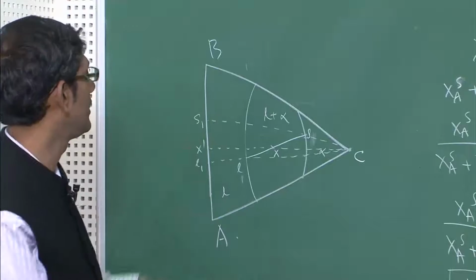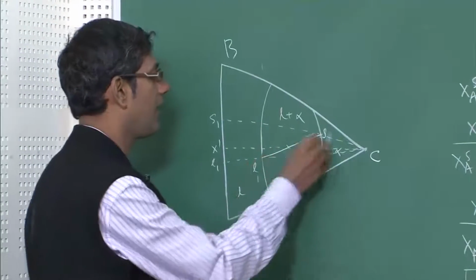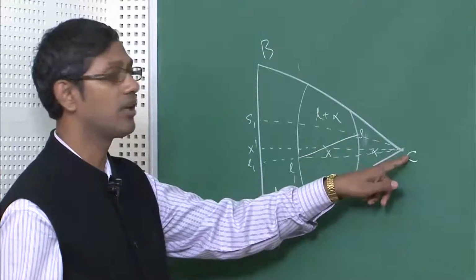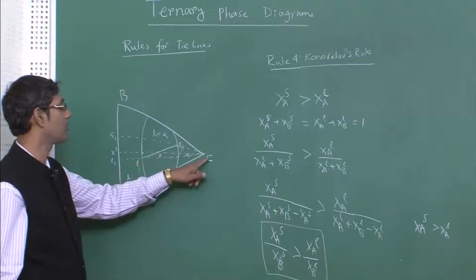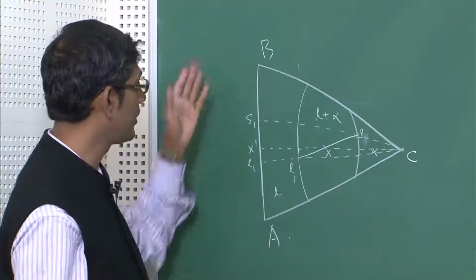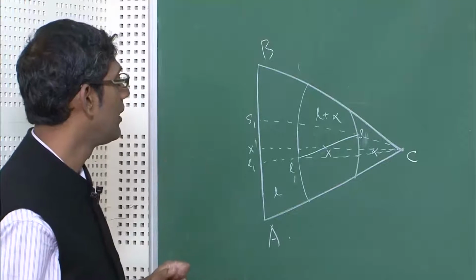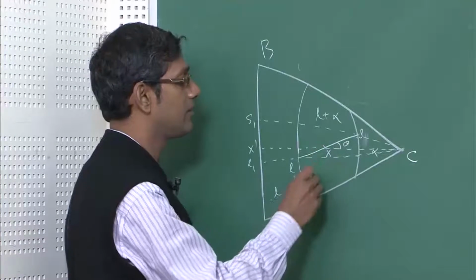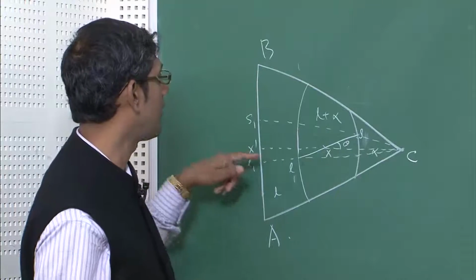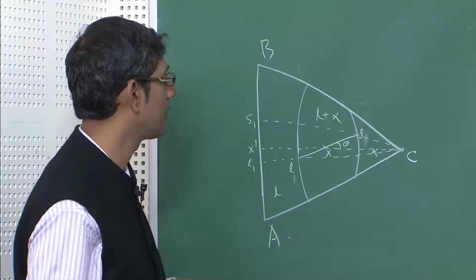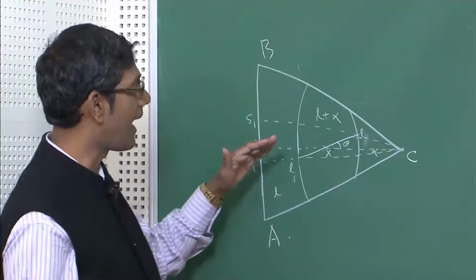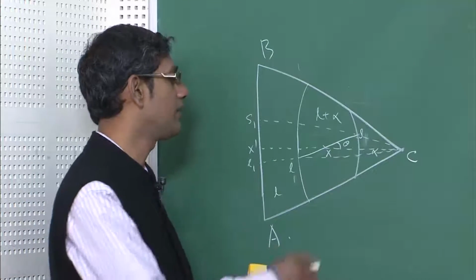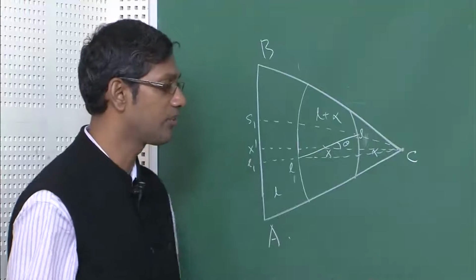Very simple. I have this tie line LS. I am joining the point S with the corner C, joining the point X with the corner C, joining the point L with the corner C, and extending, so that it meets the AB side. So, now this is the angle theta, with the line connecting X and C extended, correct. I need to see whether this angle rotation is exactly proper or not in a real sense. How do I know that? That can be done using Konovalov's rule, the same concept.